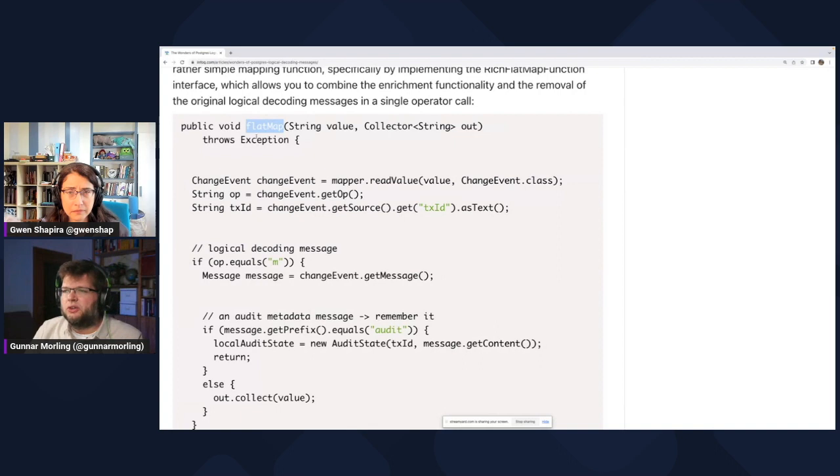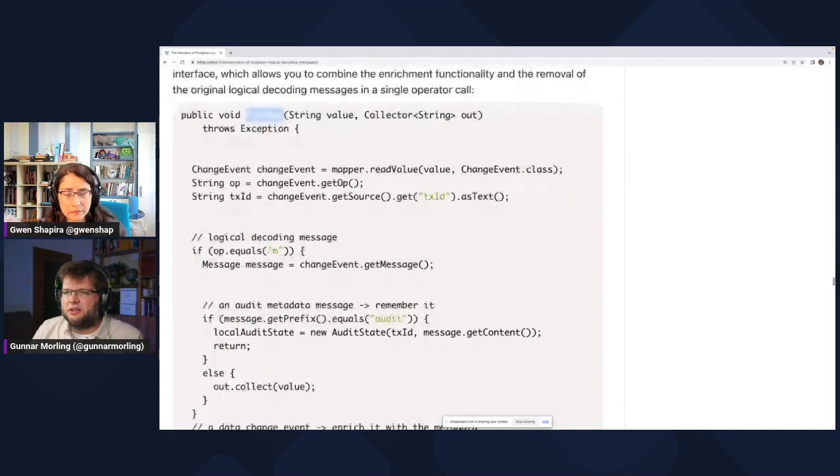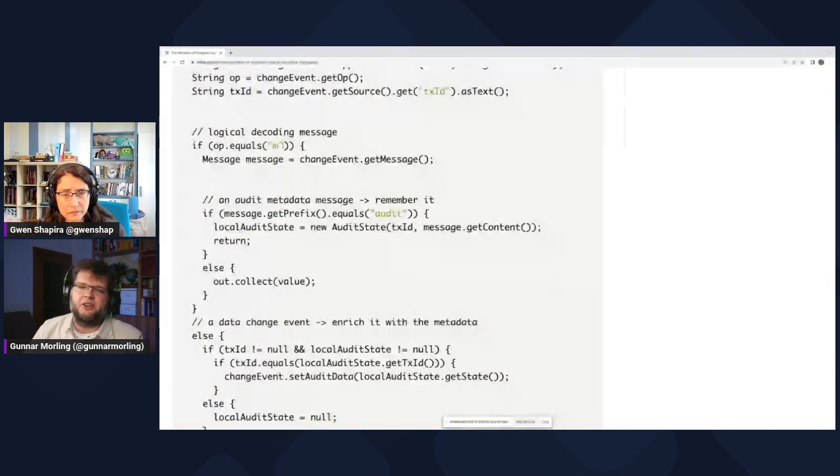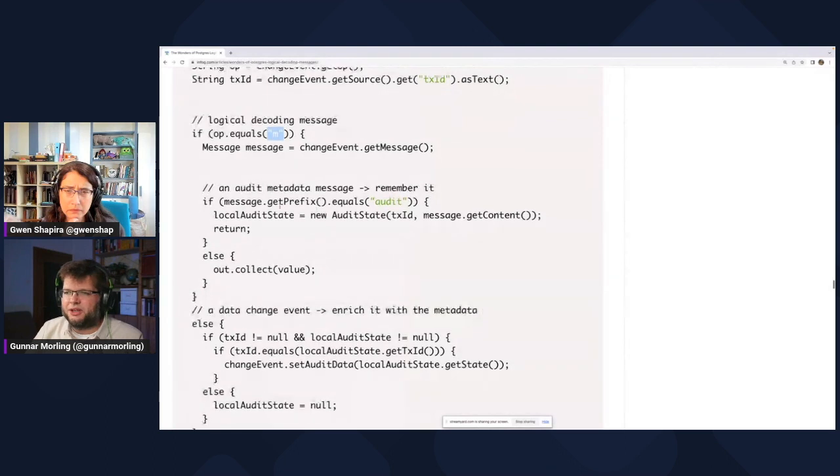And now what we would do is essentially say, if it's a logical decoding message, and this we recognize by the type of the change event, and this is how Debezium encodes it. So if you see it's this type M, which means message, I guess, we know, okay, that's our metadata message. Now we can examine this prefix and, for instance, say, if the prefix is audit, so we only care about logical decoding messages which have this audit prefix, then we will put them into some state which we store.